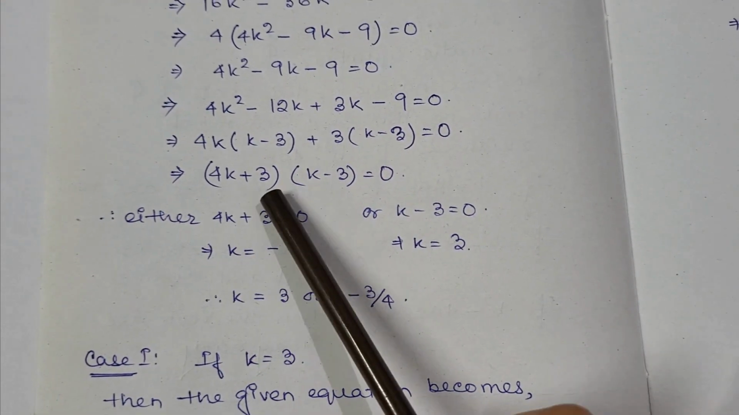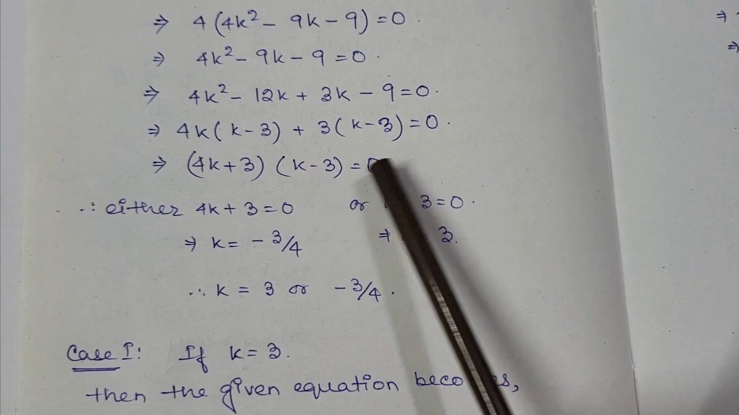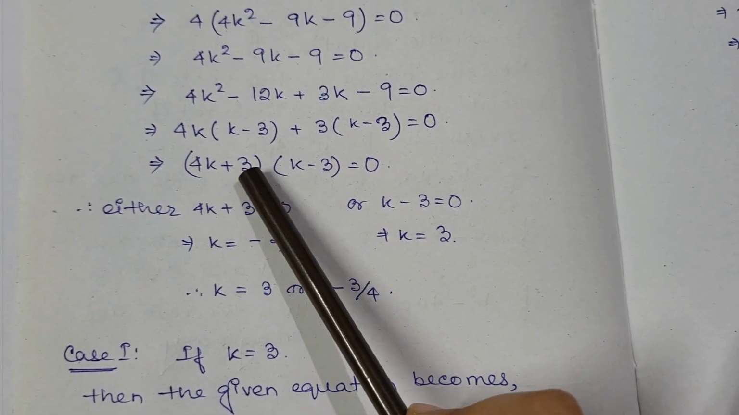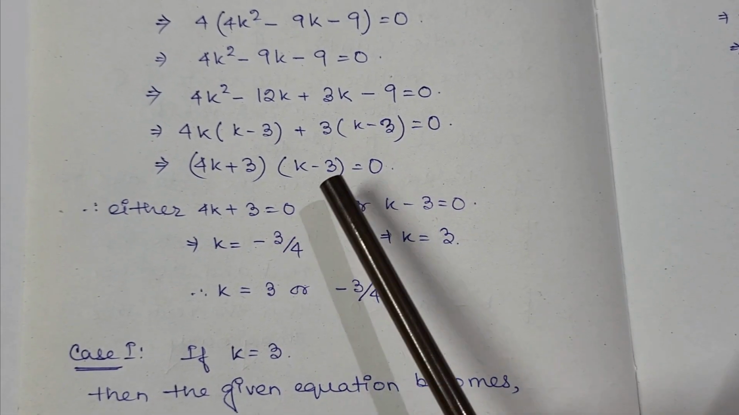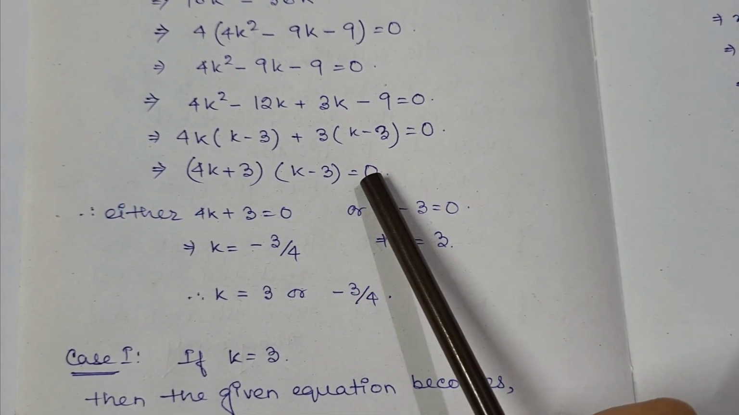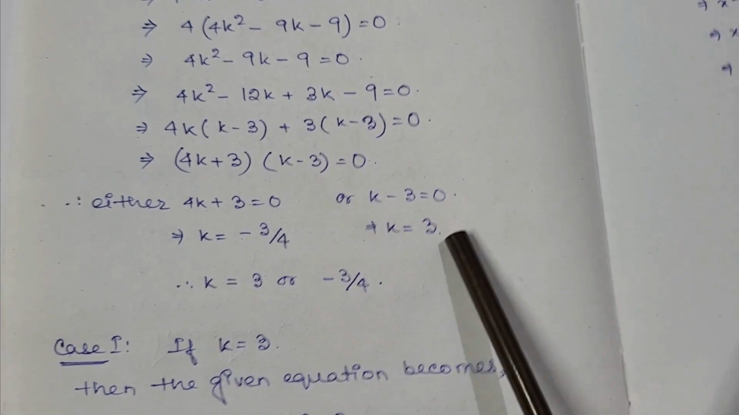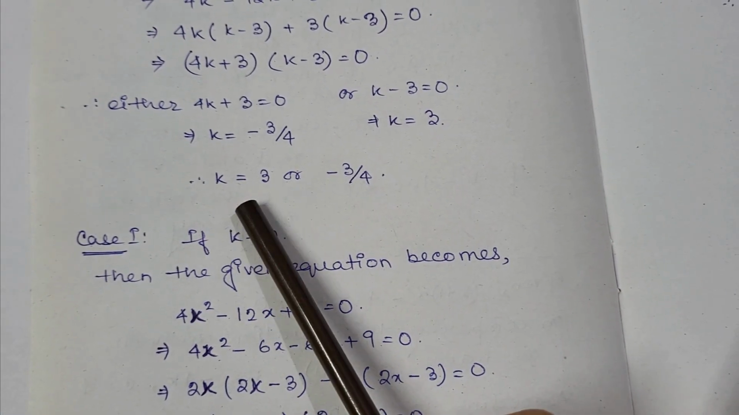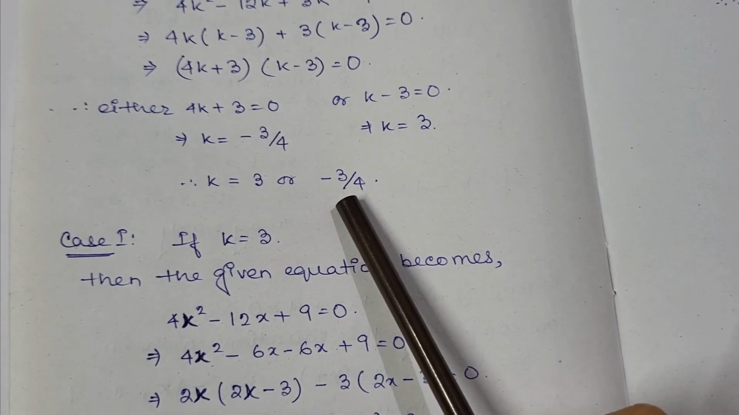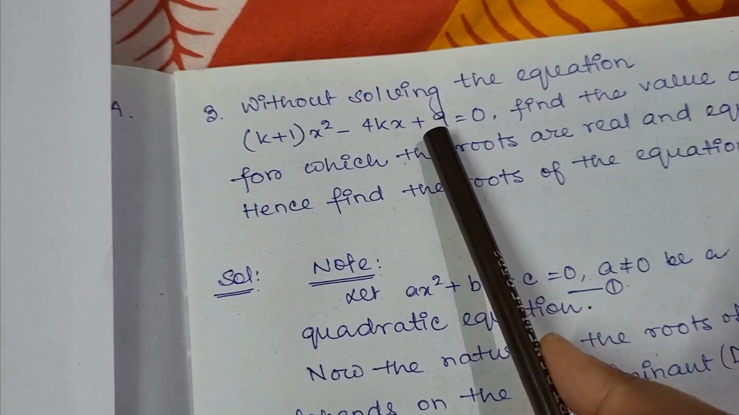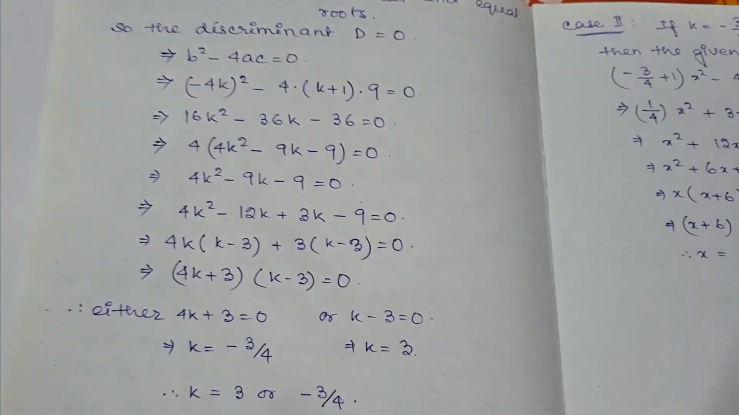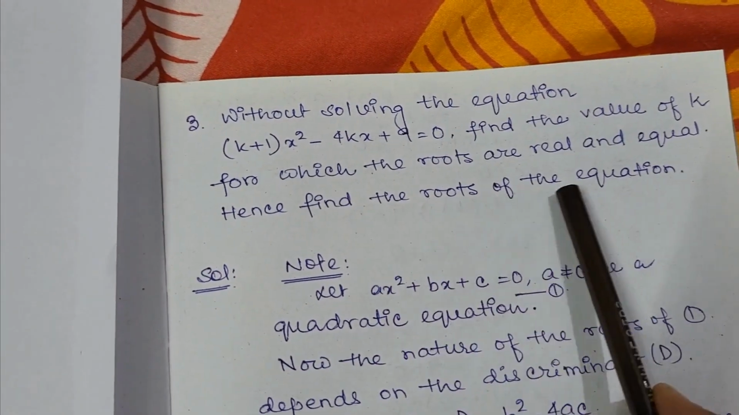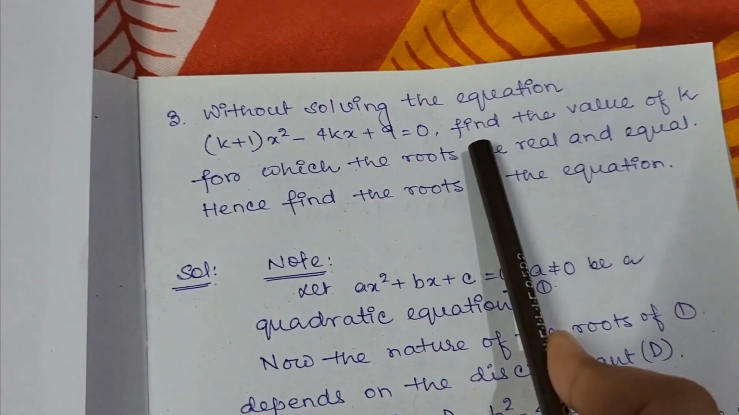Now either 4k plus 3 is equal to 0 or k minus 3 is equal to 0. If 4k plus 3 is equal to 0, then k is equal to minus 3 by 4. Or if k minus 3 is equal to 0, then k is equal to 3. So we get two values of k, one is 3 and one is minus 3 by 4, for which the equation has real and equal roots. Okay. Now we are to find the roots of the equation.